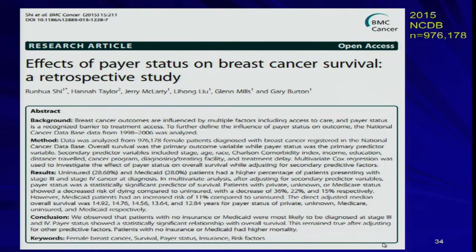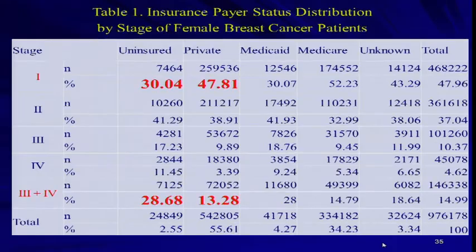In 2015, I applied for the National Cancer Database, still looking at breast cancer, almost 1 million cases. For 1 million cases, you can see uninsured and private added together is 100%. You can say for uninsured, stage 1 diagnosis is only 30%, but for insured or private, almost 50% are diagnosed at the early stage.